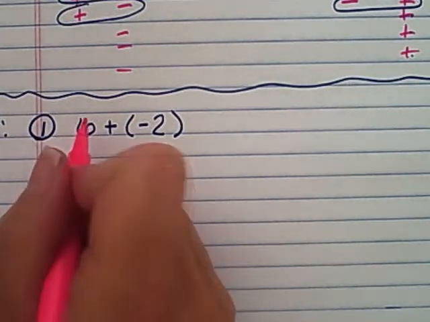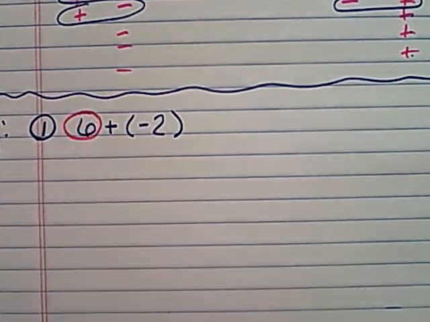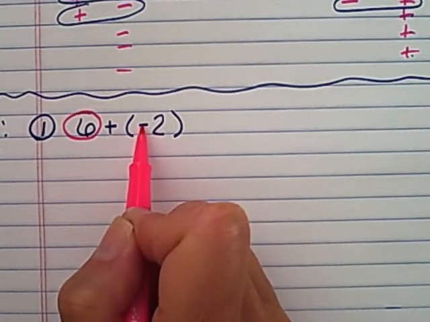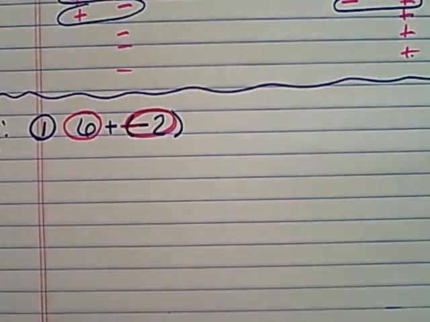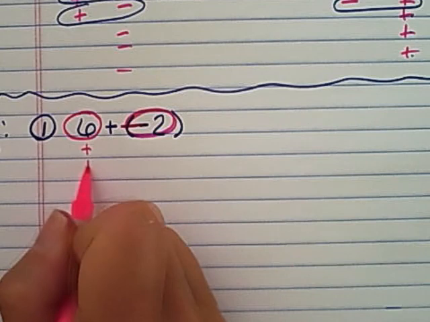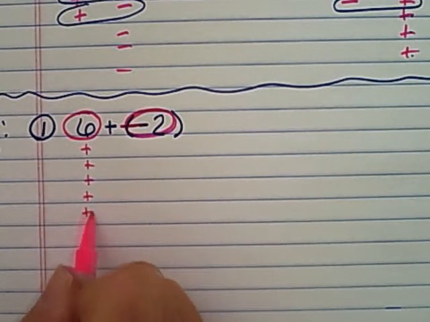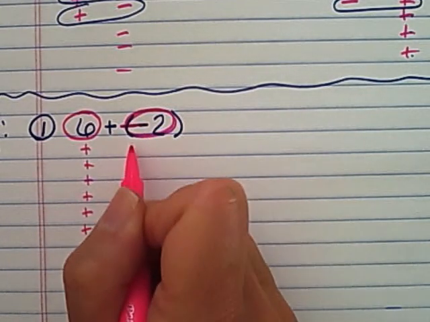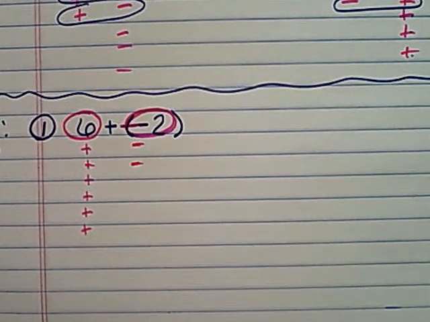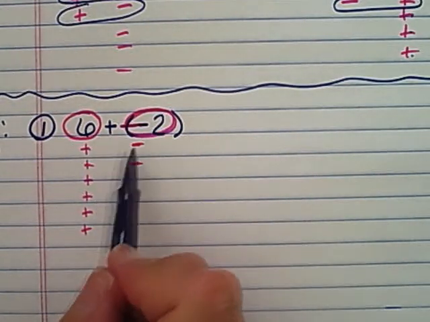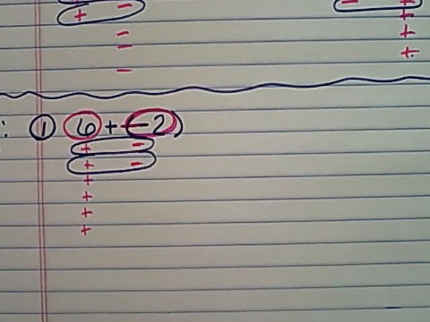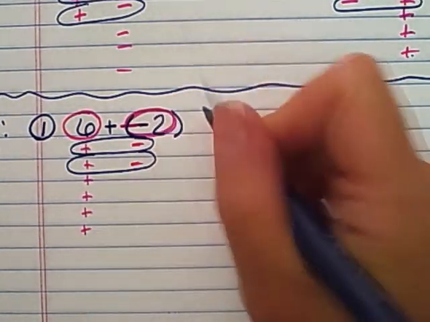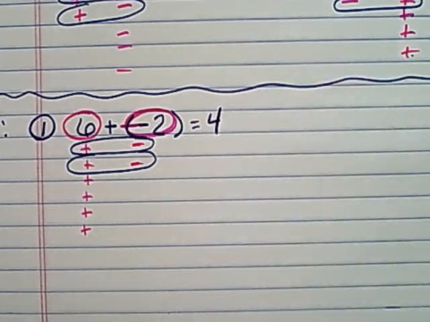All right, so this is what it looked like. Positive 6 plus negative makes that a negative 2. 1, 2, 3, 4, 5, 6. Negative 2 is 1, 2 negatives. Now we just need to circle them. There's my zero pairs, and what's left? 1, 2, 3, 4 positives. All right.